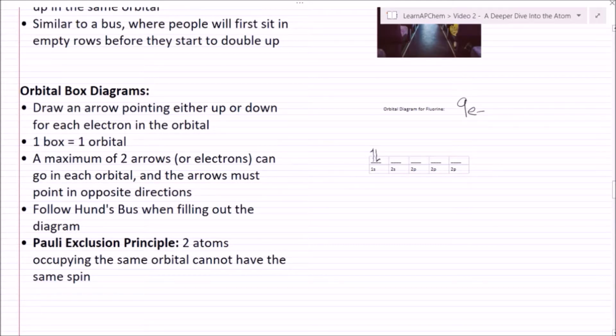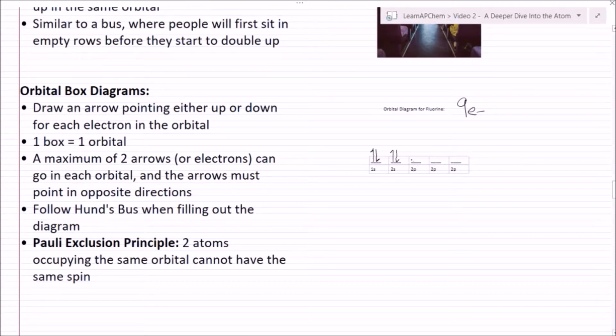Here, 1s. And we're going to draw in 2 arrows facing opposite directions, indicating opposite spins. Now, since there's no more room in the 1s orbital, we're going to go up to the 2s orbital. Again, doing the same thing. But again, we still have more electrons. So we're going to move to the 2p orbital.